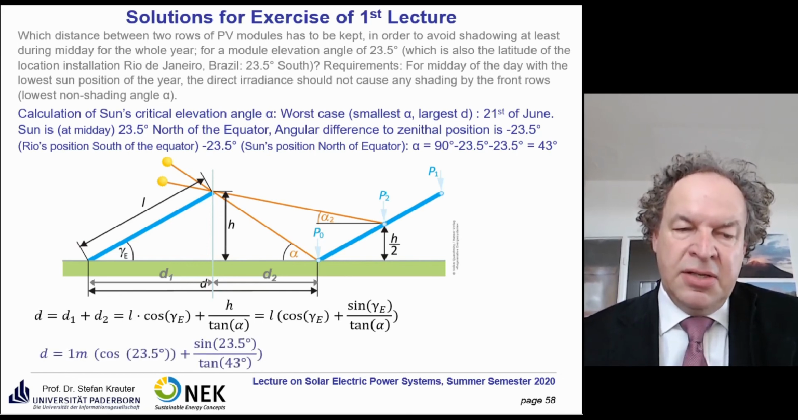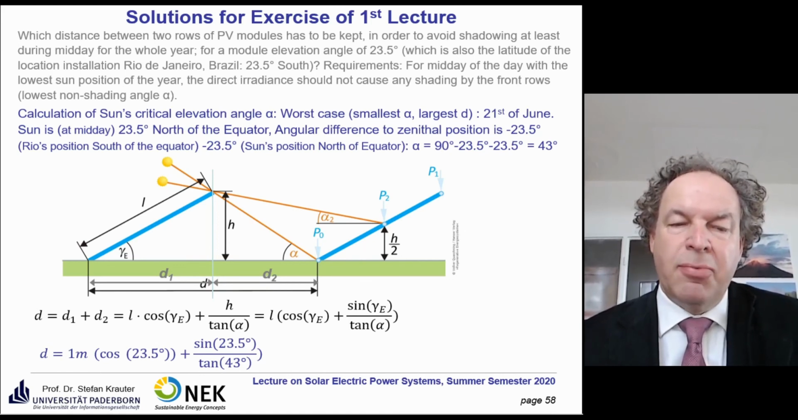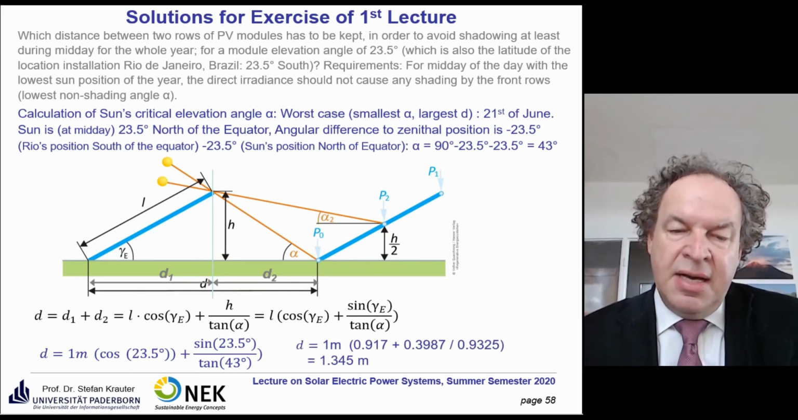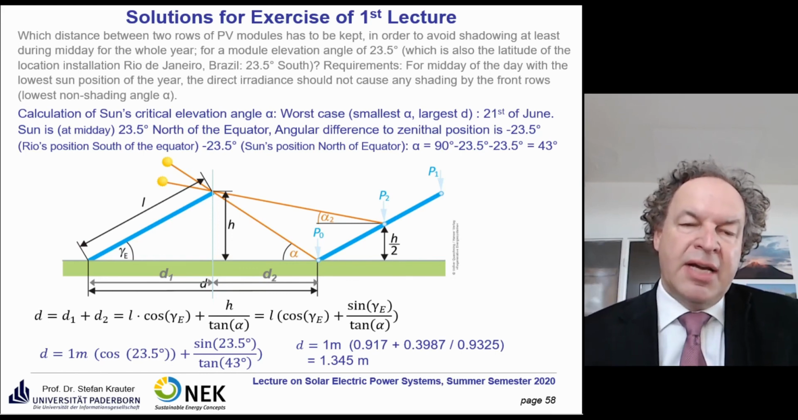And if you put in the numbers, so this is 1 meter, we say is the length. We've mounted it now horizontally. Cosine 23.5 degrees plus sine of 23.5 degrees divided by tangent of 43 degrees. And that's then 1.345 meters. That's the distance, the big D, we have to keep between the modules. So D1 is 0.917, if you go rectangular.